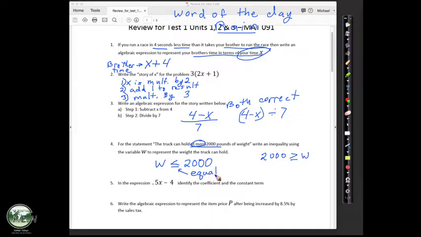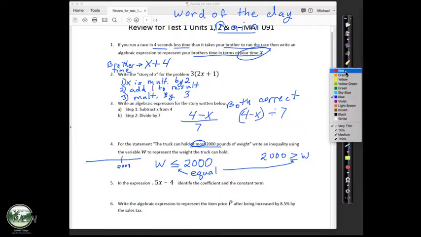Okay, so that's where you get the equal to part, the underline here. And incidentally, we were talking earlier, if we were going to do an interval notation on this with brackets, if we were going to plot this on a number line, here's 2000, the weight that the truck can hold. It would be a solid dot, because it can be 2000, and then we shade this way.